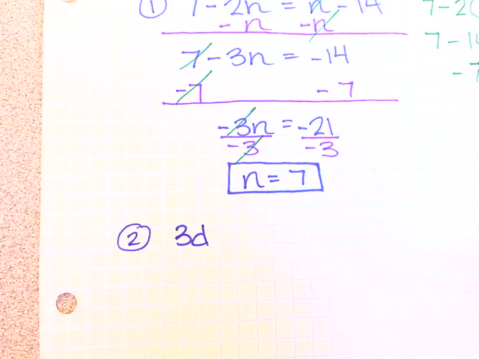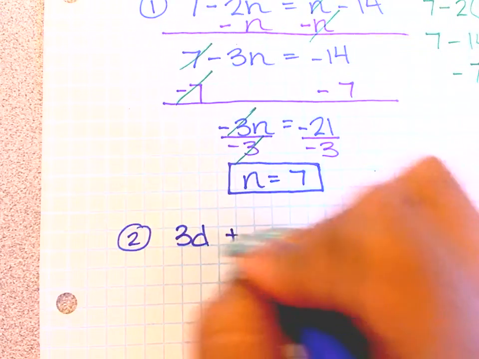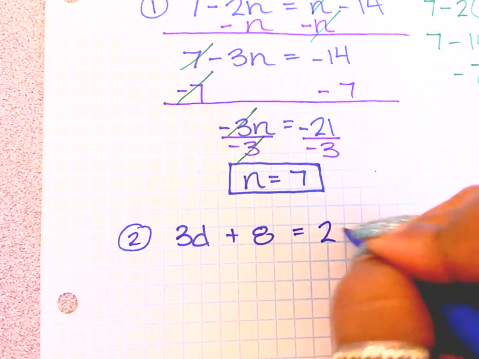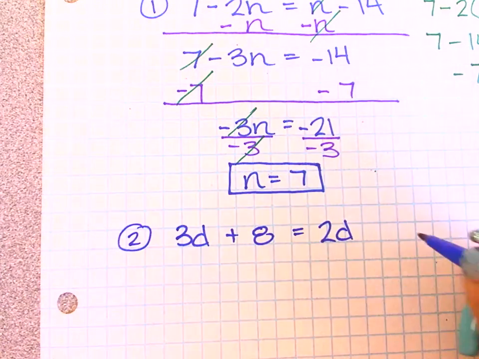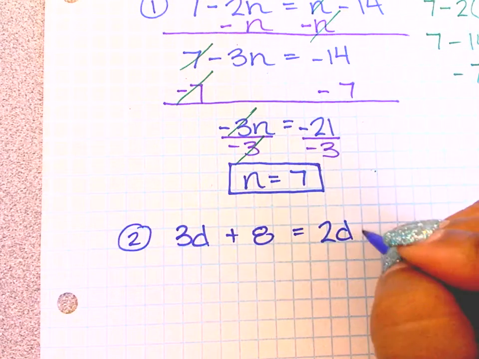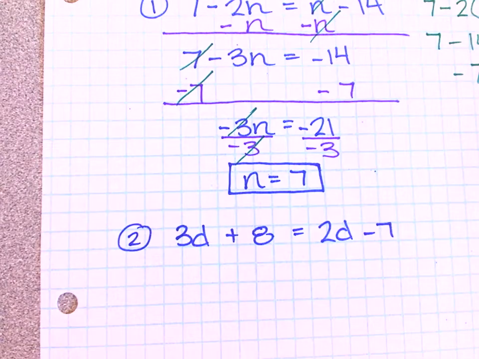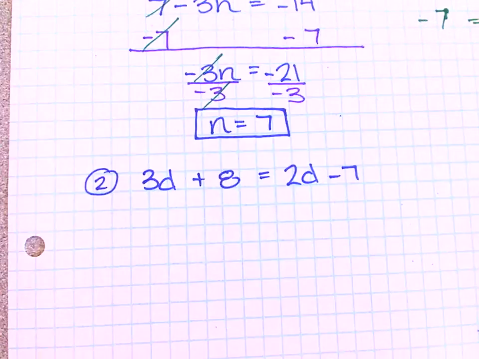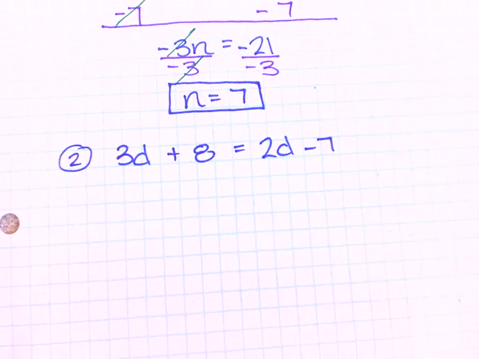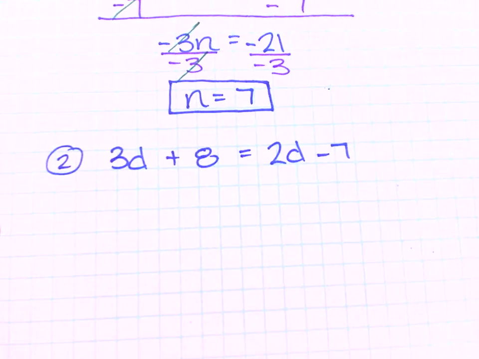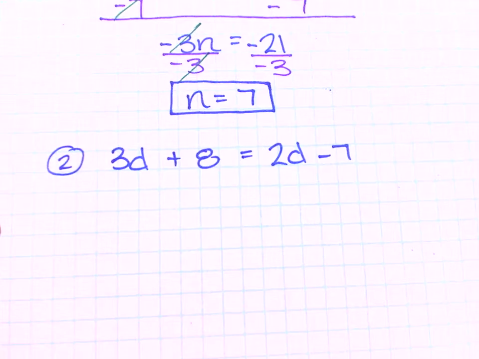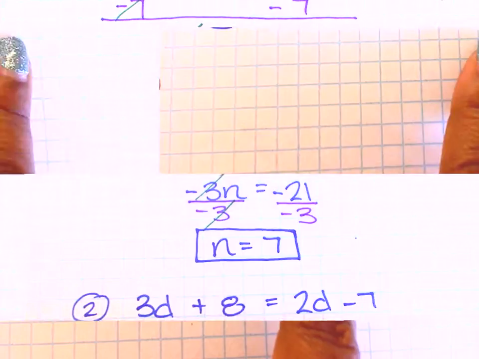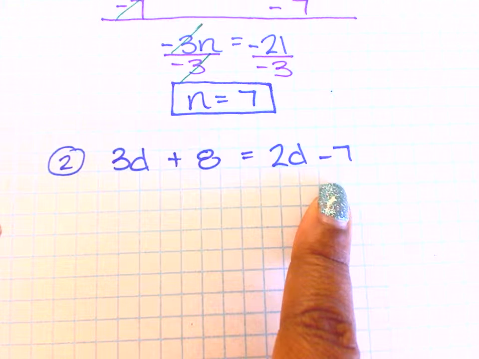Here we go, number 2. 3d plus 8 equals 2d minus 7. Okay? So again, I need to simplify both sides. They look simplified. That was step 1.